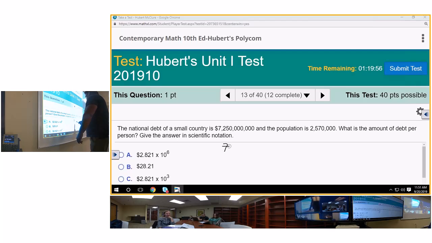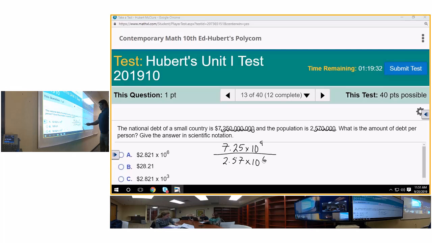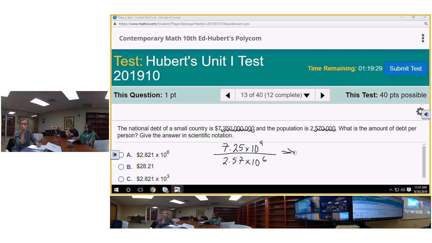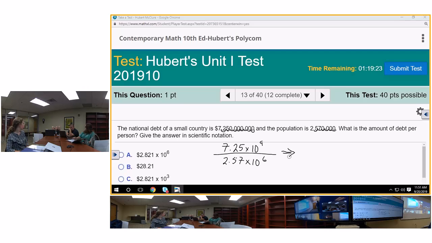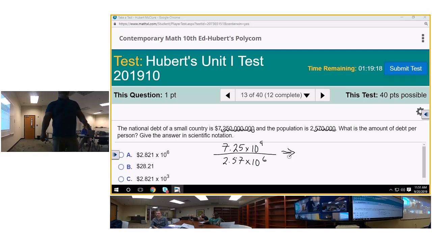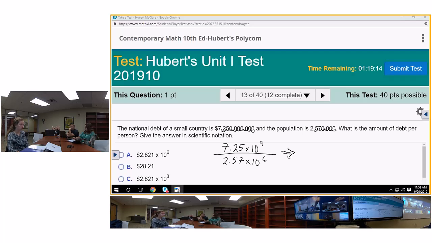7 trillion. So that's going to be 1, 2, 3, 4, 5, 6, 7, 8, 9. 7.25 times 10 to the 9th power divided by 2.57 times 10 to the 1, 2, 3, 4, 5, 6. Okay, so now I have a question. Why do you move it all the way to the 7 instead of in front of the 5? Okay, give me the definition right quick. Scientific notation: the decimal goes to the right of the first number greater than 0.